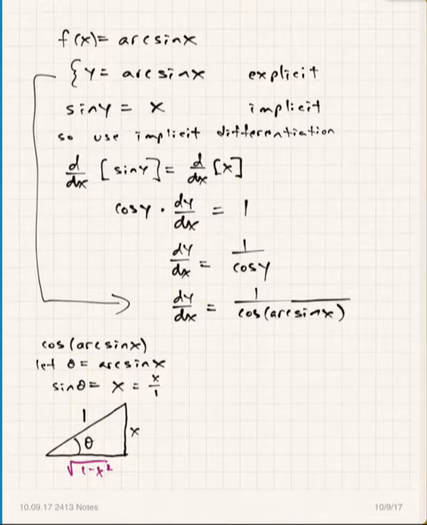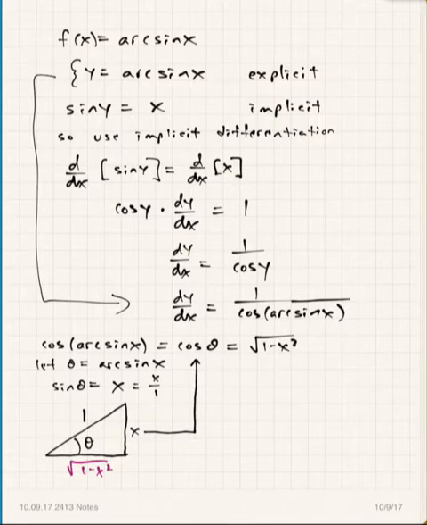All right, so how is this going to help us? Well, theta is arc sine of x, so the cosine of arc sine of x is really just cosine of theta, right? We just replace arc sine x with theta. And so if I take my right triangle picture and look at cosine of theta, cosine is defined to be adjacent over hypotenuse, and I get the square root of 1 minus x squared. So notice that the cosine of the arc sine of x has the value of the square root of 1 minus x squared. And so our derivative formula that we just derived is really 1 over the square root of 1 minus x squared.